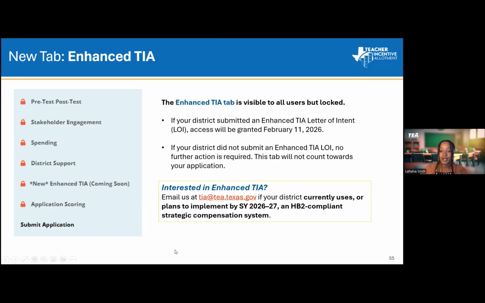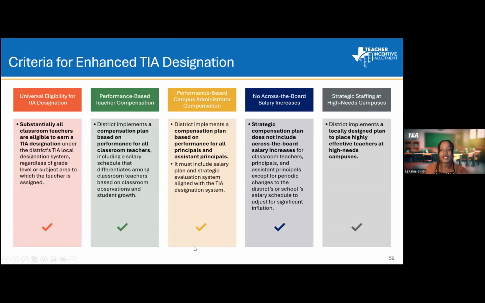And then districts who submitted a letter of intent for enhanced TIA should also keep an eye out for our application training session that'll be on February 11th. If you're wondering if applying for enhanced TIA designation makes sense for your district, this visual highlights the key criteria for having an HB2 compliant strategic compensation system. So those include universal teacher eligibility for TIA designation, performance-based teacher and campus administrator compensation, no across-the-board salary increases, and strategic staffing that places highly effective teachers at high-needs campuses.